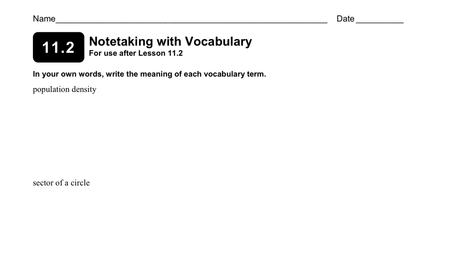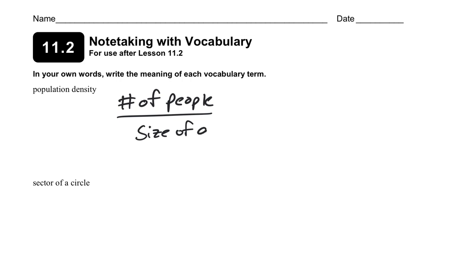So let's talk about some vocab. Population density. This is basically the measure of how many people live in a given area. And so what we do is we take the number of people that live in a given area and divide it by the size of that area. So that means you'll have like 12 people per square mile, something like that.